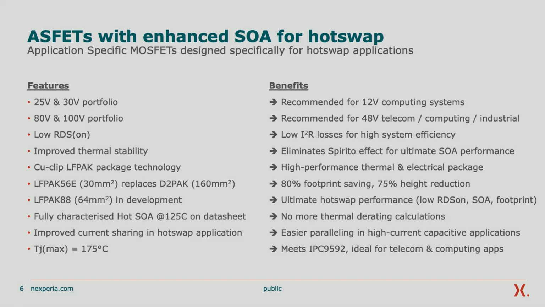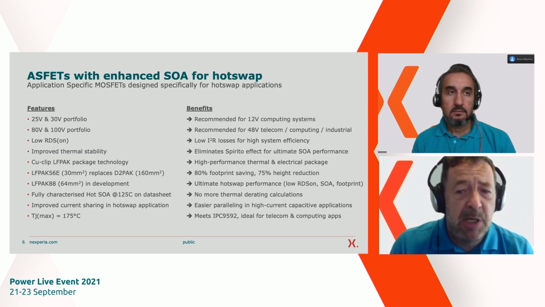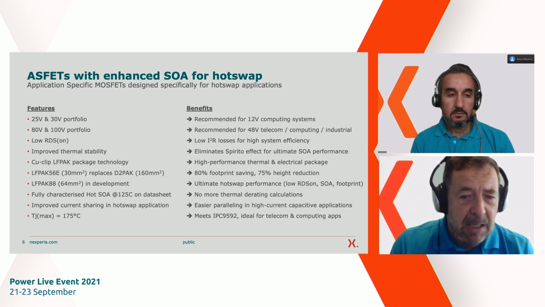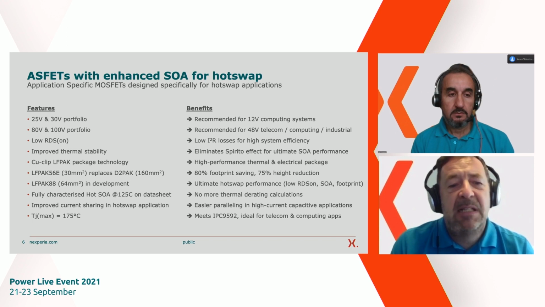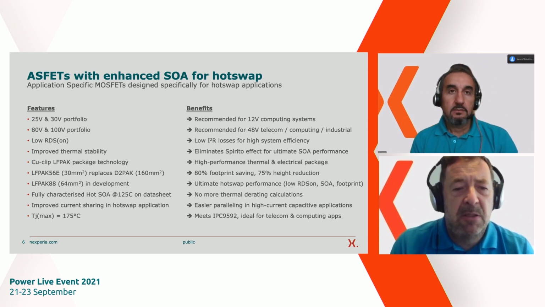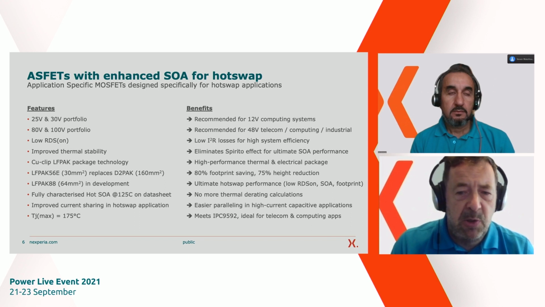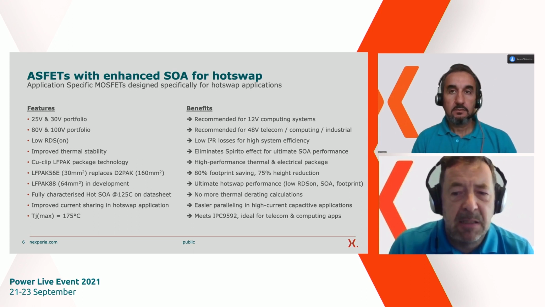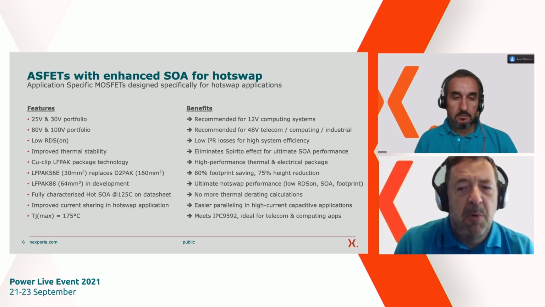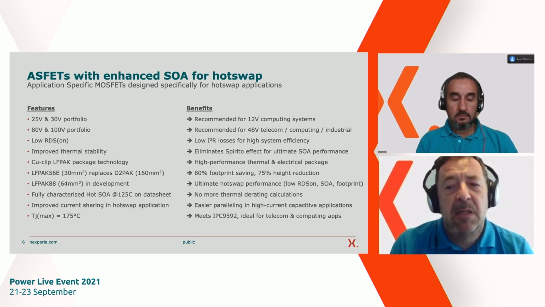We want the product to be robust, so we use copper clip, LFPAK package technology. This gives us very high thermal and electrical performance in the packaging. We offer this in LFPAK56E, which is 30 millimeters squared and replaces a D2PAK. That gives us an 80% footprint saving on the board, which is quite considerable considering the amount of power being dissipated. And because it's a lower profile, we also get a 75% height reduction.